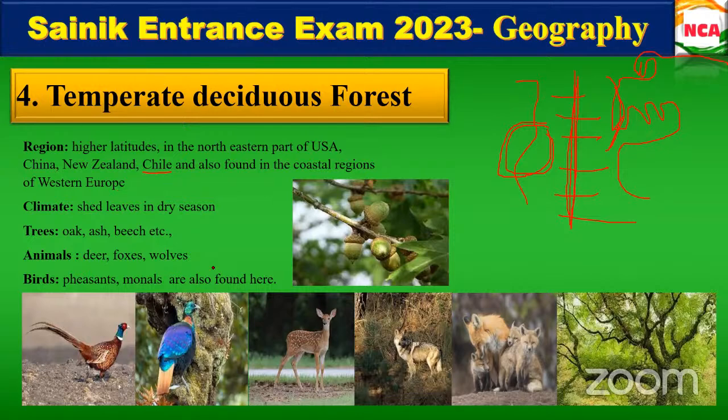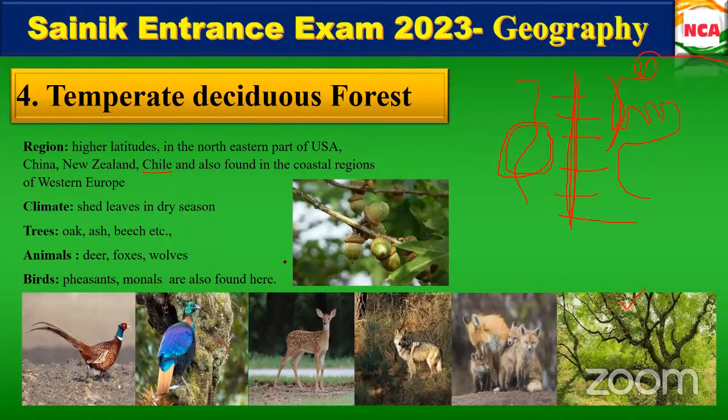So in this type of region, this will also be found in Western Europe as well. I told you, right? And these trees will shed their leaves during dry seasons. The most common trees are oak, ash, and beech. Oak, you know this, right? This is the ash tree.